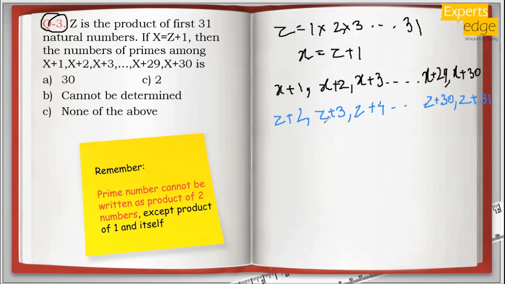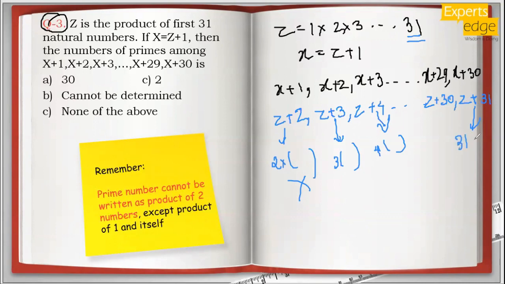Now the same funda. I know Z is 1 into 2 into 3 till 31, so it has 2 in it. So I can take 2 common out of this into something, so again this cannot be a prime number. Similarly, I can take 3 common out of here. Similarly, I can take 4 common out of here. And from the last as well, as we have the limit of Z till 31, 31 can be taken common out. So again, the answer of this question is 0. The number of prime numbers among these values is none of the above, 0. Okay? You will never get any prime number out of this range.